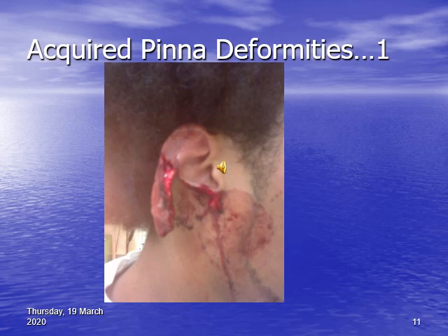The second deformity is the acquired pinna deformities. There are multiple causes of acquired pinna deformities, but the main cause is trauma. Of course, there are multiple mechanisms. We have trauma causing a laceration, a cutting wound in the auricle, when the trauma is penetrating. As in the picture, there is a cutting of the pinna because of the penetrating trauma.